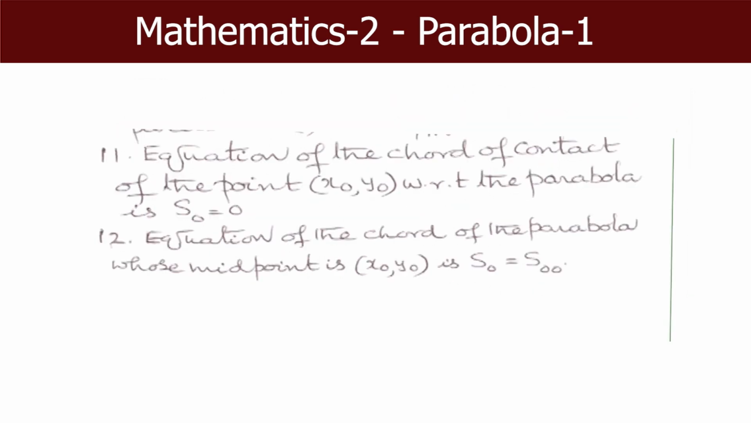Equation of the chord of contact of the tangents drawn from the point x0, y0 to the parabola y square equal to 4ax is S1 equal to 0, which is y0 y minus 2a times x plus x0 equal to 0. Finally, equation of the chord of the parabola in terms of the coordinates of the midpoint. Once the coordinates of the midpoint x0, y0 of a chord of the parabola are given, the equation of the chord is S1 equal to S11, that is y0 y minus 2a times x plus x0 is equal to y0 square minus 4a x0.